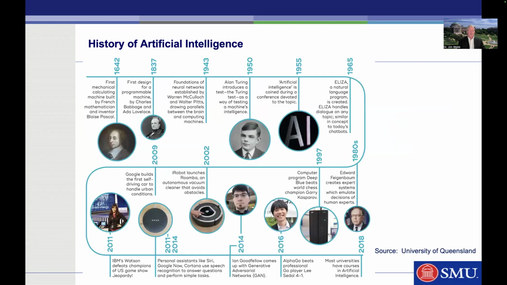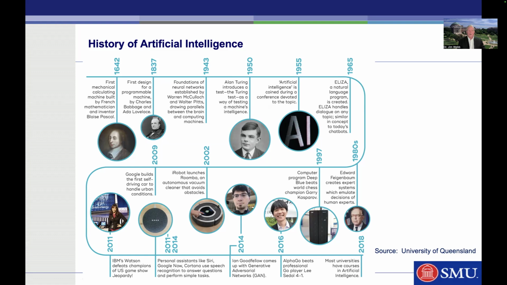Kind of a quick history of artificial intelligence. You can see here on this particular chart that the history goes all the way back to 1642, if we count the mechanical calculating machine that was built by Blaise Pascal in France. Jumping to 1837, the first design for a programmable machine by Babbage and Lovelace.